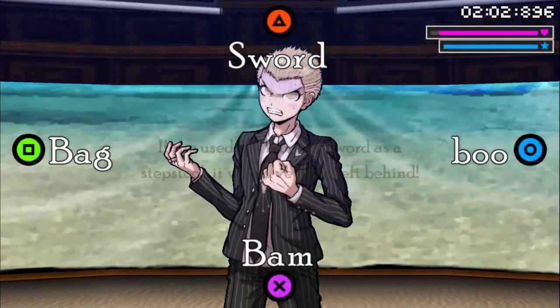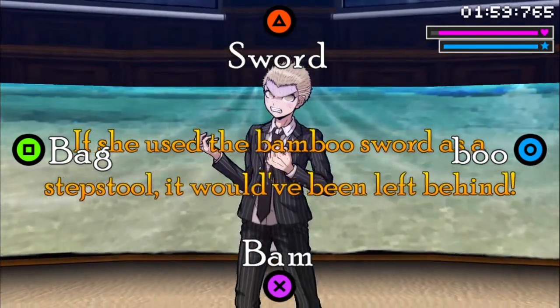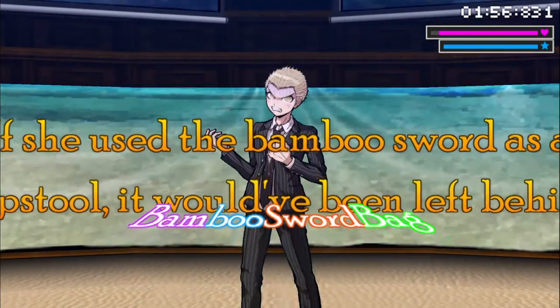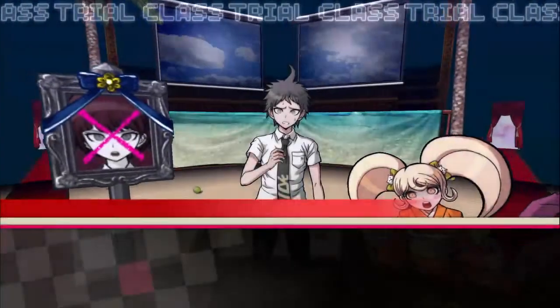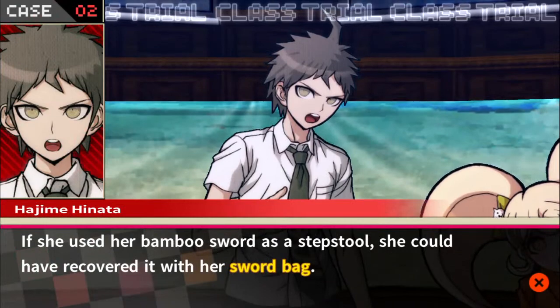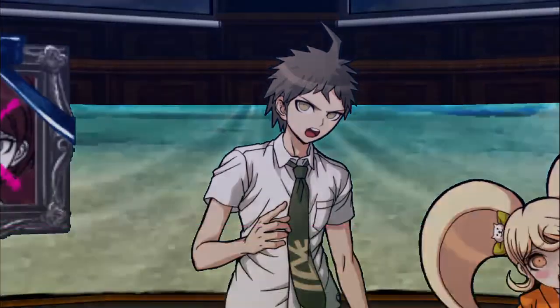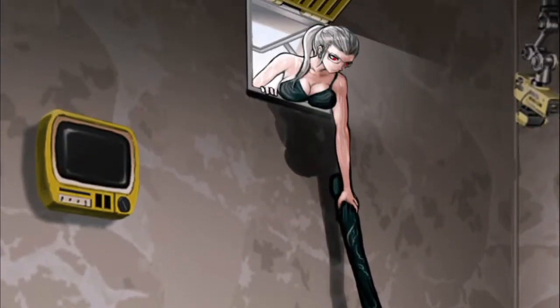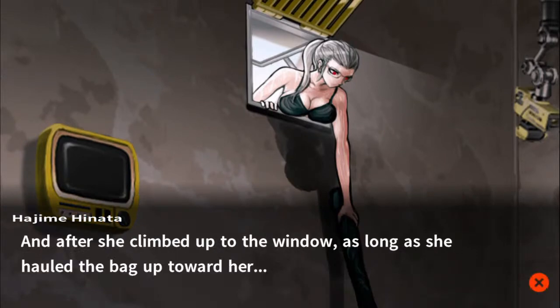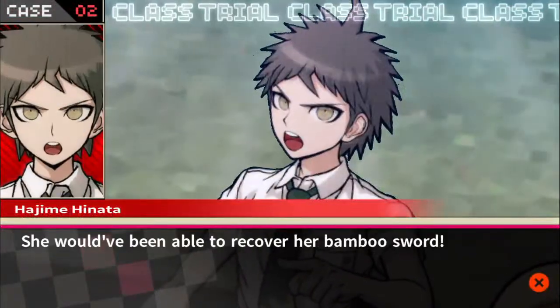If she used the bamboo sword as a step stool, it would have been left behind! This is the end! If she used her bamboo sword as a step stool, she could have recovered it with her sword bag. When she leaned her sword against the wall to use as a step stool, she tied her sword back to it. And after she climbed up to the window, as long as she hauled the bag up toward her, she would have been able to recover her bamboo sword.